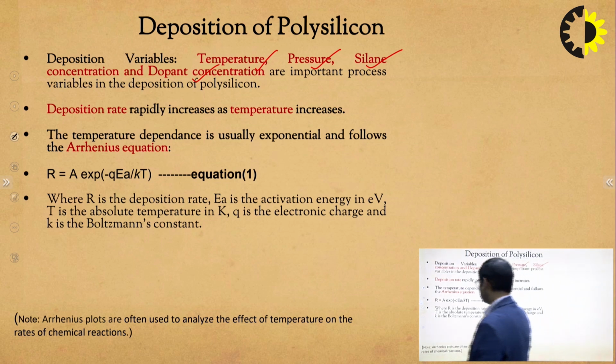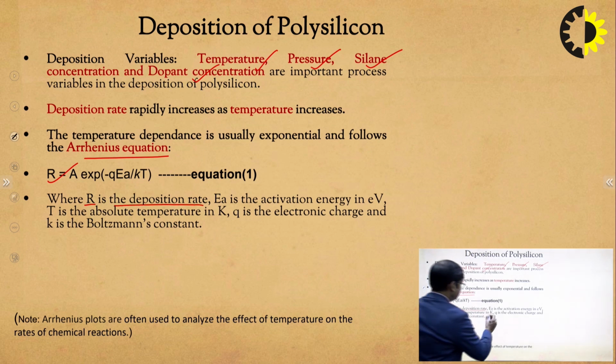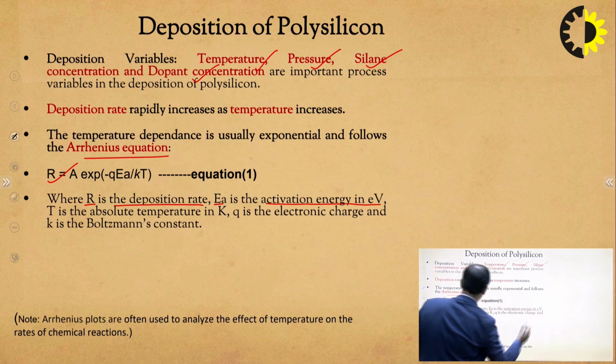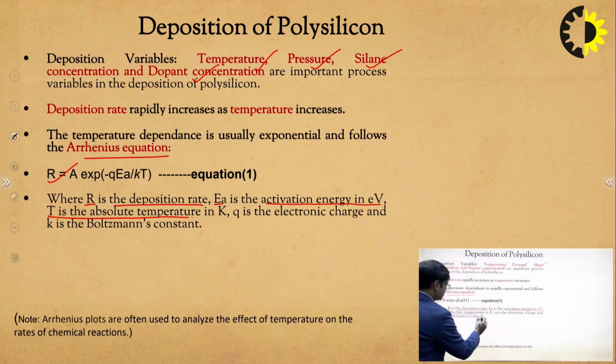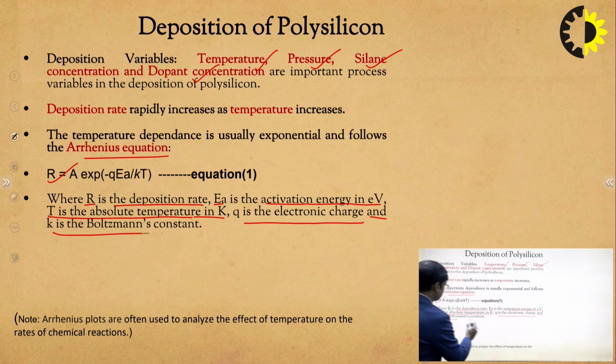The effect of temperature on the deposition rate of polysilicon is expressed by the Arrhenius equation, and the equation is given by R equal to A into exponential of minus Q into EA upon KT, where R is the deposition rate, EA is the activation energy in electron volt, T is the absolute temperature in Kelvin, Q is the electronic charge and K is the Boltzmann constant. So, this Arrhenius equation expresses the relationship between change in temperature and the deposition rate.